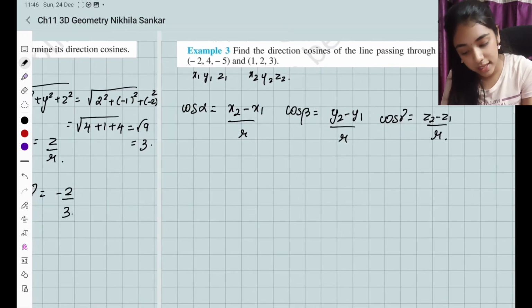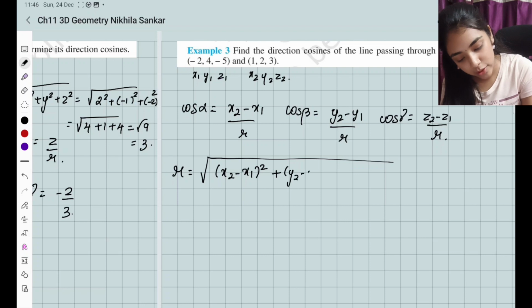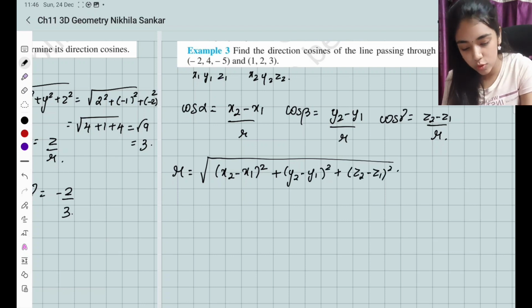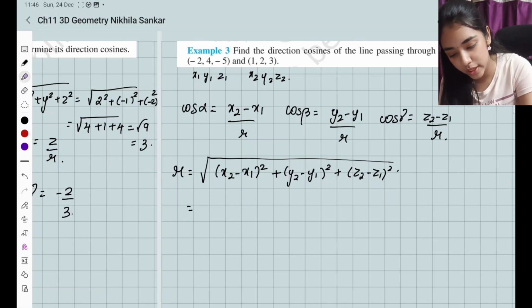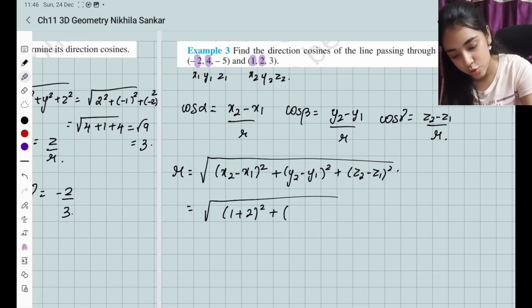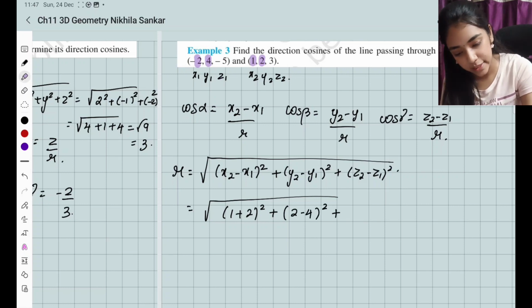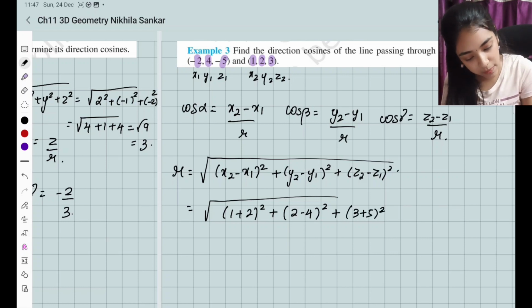இப்போ இங்க r என்ன? r is going to be square root of x2 minus x1 the whole square plus y2 minus y1 the whole square plus z2 minus z1 the whole square. இப்போ வேல்யூ சப்ஸ்டிட்யூட் பண்ணலாமா? x2 என்ன? 1 minus of minus 2 which is going to be 1 plus 2. So square root of 1 plus 2 the whole square plus y2 minus y1 which is 2 minus 4. So 2 minus 4 the whole square plus z2 minus z1. So 3 minus of minus 5 becomes 3 plus 5. So 3 plus 5 the whole square.